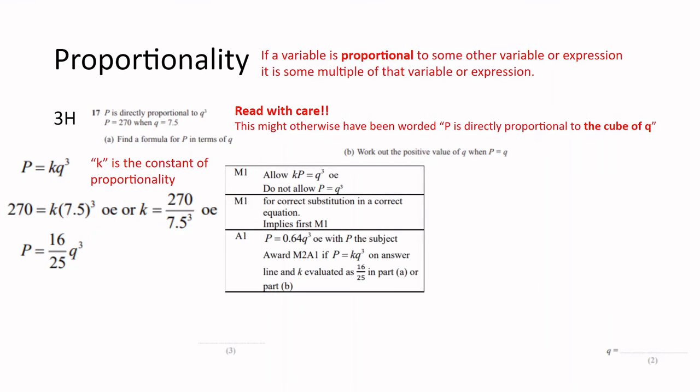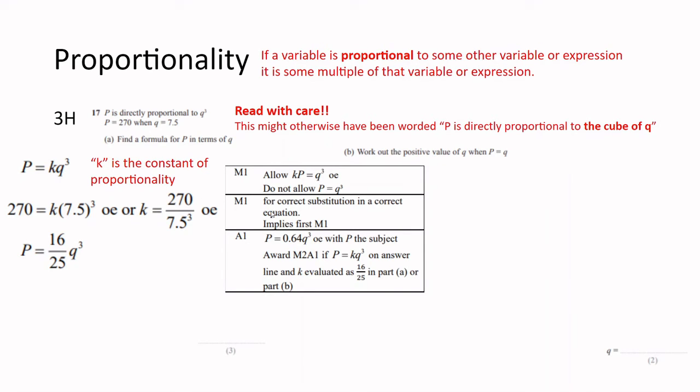Now to get full marks for this, we should have started with some kind of an expression or equation that shows that P is some multiple of Q cubed. Generally, we write it in this format, but you could write that Q cubed is some multiple of P. Do not just write that P is equal to Q cubed because that is not true, and that won't allow us to find out what the value of K is. We need to find the constant of proportionality in order to write our formula.